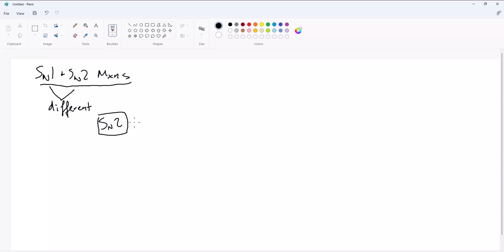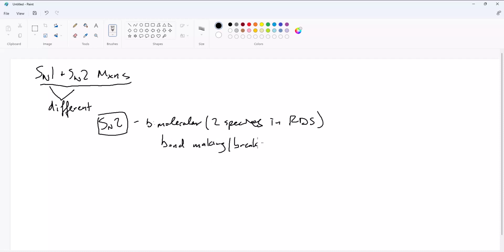So as we saw in Chapter 5, the SN2 mechanism is, we call it bimolecular, because there are two species in the rate determining step, the RDS, which means that the bond making and the bond breaking are in the same step. So we have two things happening in the rate determining step. We have bond making, we have a new bond forming, and we have bond breaking. We have a bond breaking in the species.